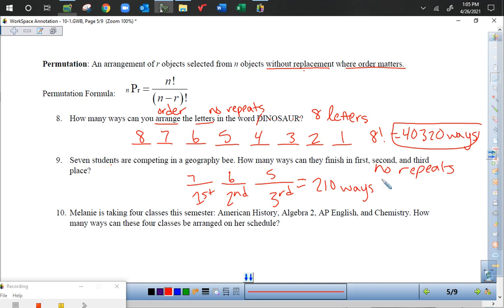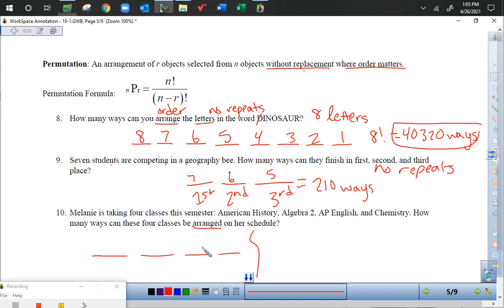All right. For this last one, we're going to do it 2 different ways so I can show you how this formula works as well. It says Melanie is taking 4 classes this semester. So we've got American History, Algebra 2, AP English, and Chemistry. How many ways can these 4 classes be arranged on her schedule? She's not going to take American History twice, so that makes it no repeats. And order matters because of that word arranged.